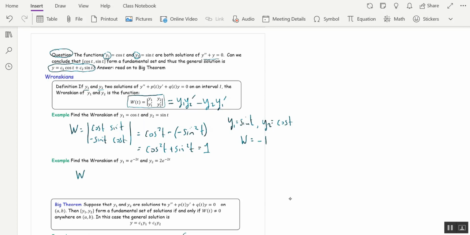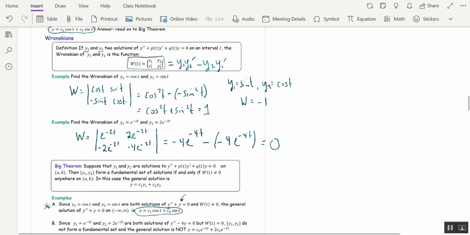Okay, let's find this Wronskian: e to the negative 2t, 2e to the negative 2t on top, negative 2e to the negative 2t, negative 4e to the negative 2t on the bottom. All right, and now we take the determinant, that's negative 4e to the negative 4t, and then I'm going to subtract a negative, so it would be minus negative 4e to the negative 4t, which is 0.